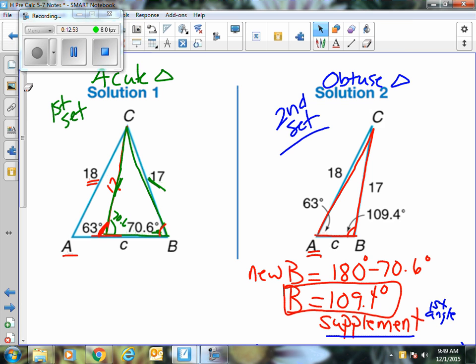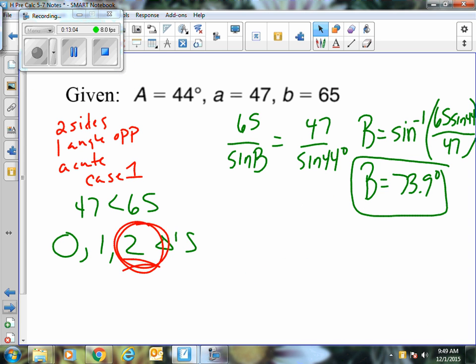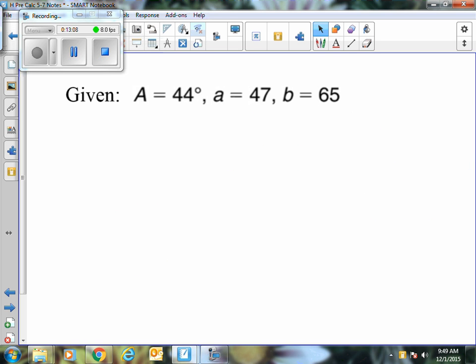So always think to yourself, I have an acute triangle, that's the one I get initially, and I have to have an obtuse one as well. The obtuse one comes from the supplement. Okay, so I want to do one fresh start to finish here so we can talk about what we need to be able to solve. So let's go ahead and take a look at this next one.